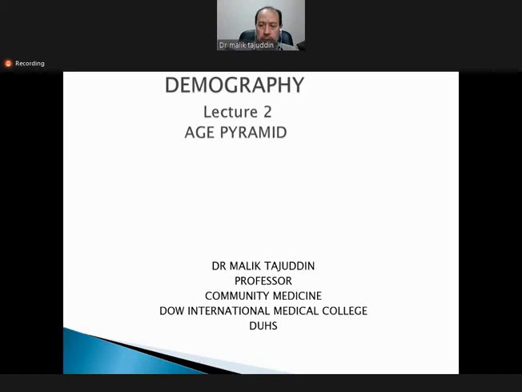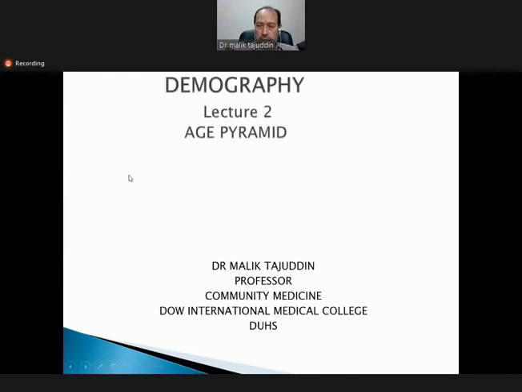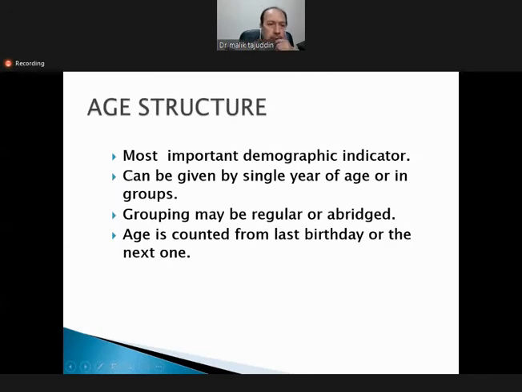So in continuation of that, we were discussing the age pyramid in that lecture. So continuing, see what the age pyramid is, how the age pyramid is constructed and structured, what information this age pyramid gives to you, and why it is important to construct and keep up to date the age pyramids of different countries.